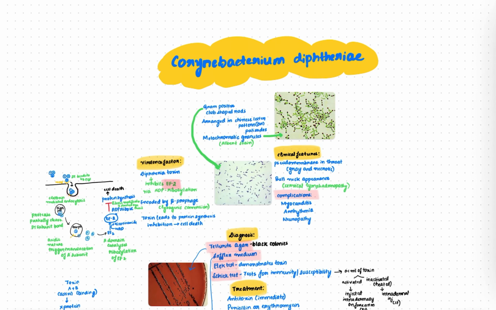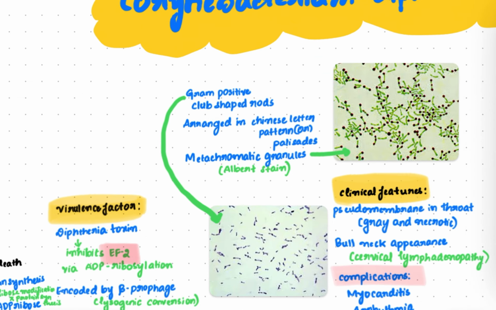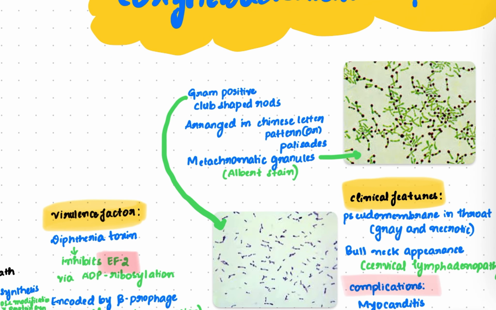Hello everyone, in this video we are going to discuss Corynebacterium diphtheriae. Corynebacterium diphtheriae is a gram-positive organism which is a club-shaped rod. It is arranged in a specific pattern called Chinese letter pattern or palisades.